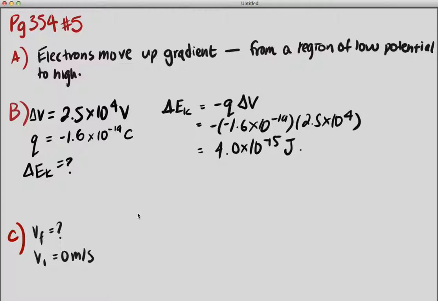Part C asks, calculate the final speed of an electron when the initial speed is 0. So again, we can write down what we know as givens, and we can set up an equation and write that. EK is equal to 1/2 mv squared, and we can substitute our known values. So we have this value here, and all we do is we substitute that here.